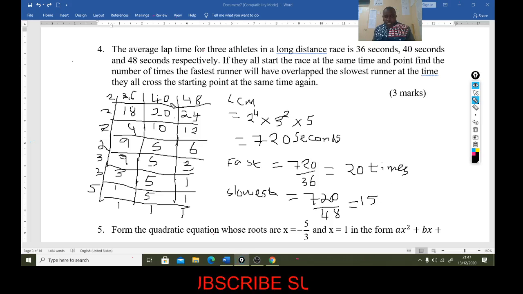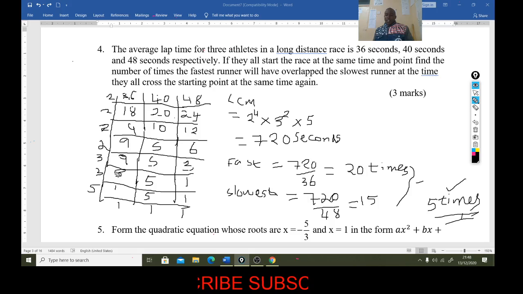And the question is, find the number of times the fastest runner will have overlapped. So he shall have overlapped 20 minus 15, 5 times. So we subtract the 2 to get 5 times. That is the number of times you will overlap.